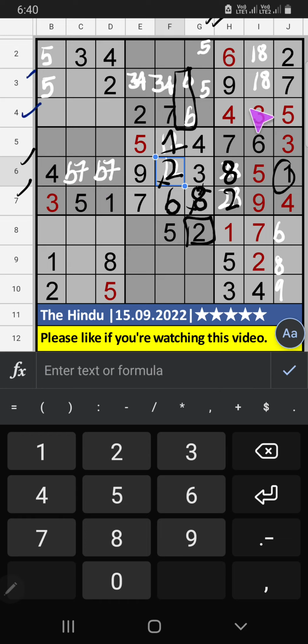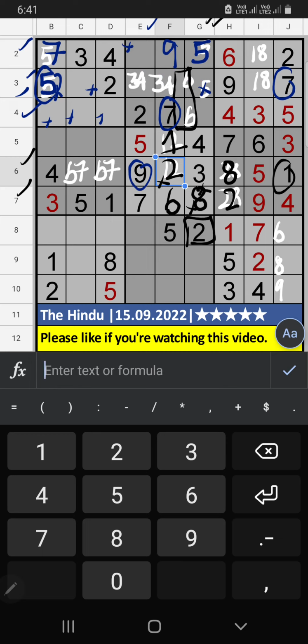Third row and fourth row, we have 7, so 7 can't come in these cells, then 7 is confirmed here, then we can confirm 5 also here. Third row, we have 5, so 5 can't come in the cell, then 5 is confirmed here. Second row, 3 numbers are remaining, 1, 8, 9. Column E, we have 9, so 9 can't come in the cell, then 9 is confirmed here.